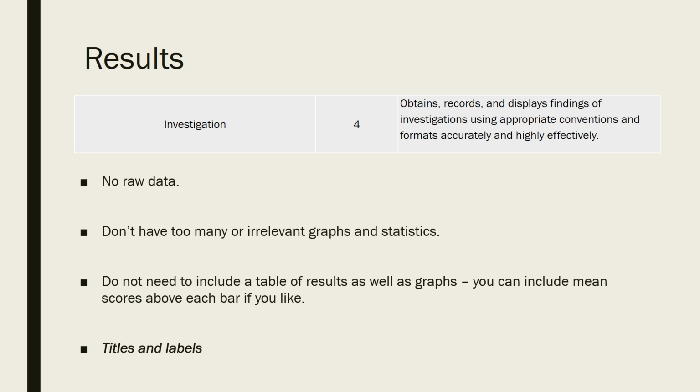You also need to have axis labels including units where applicable and a descriptive title. For example, rather than having a title called heart rate scores, it should include your independent and dependent variables, so the effect of the route of persuasion on heart rate.